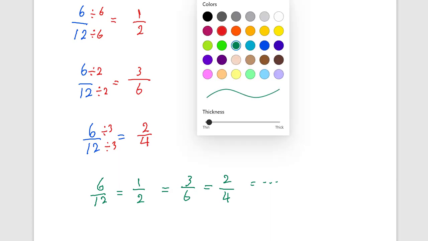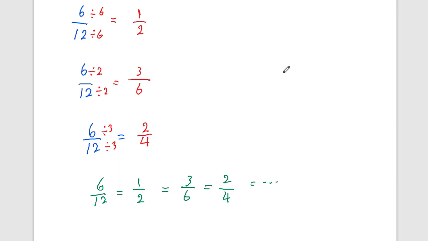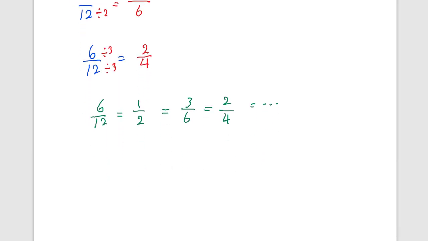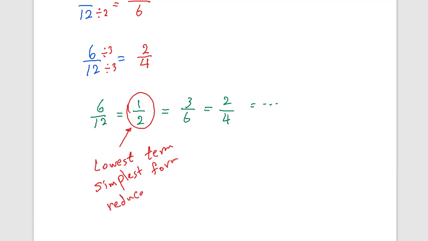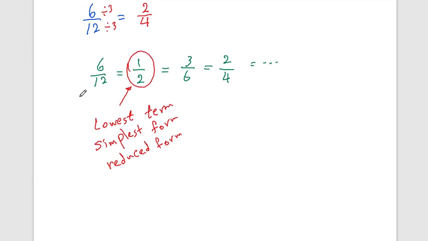Okay, what we need to focus on now is the simplest form, or the lowest term. This one, my heroes, we call it the lowest term, or the simplest form. Or also we can say that this is the reduced form, and we use it to find more equivalent fractions.